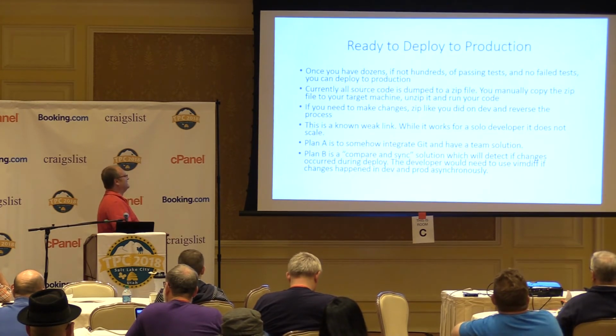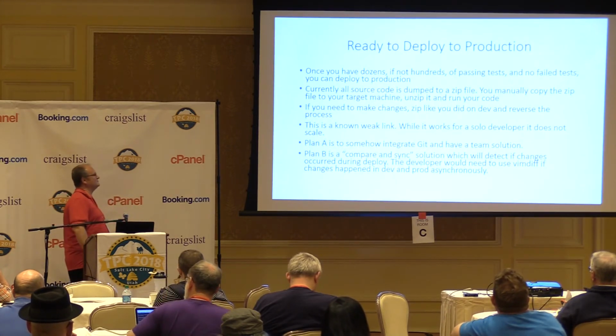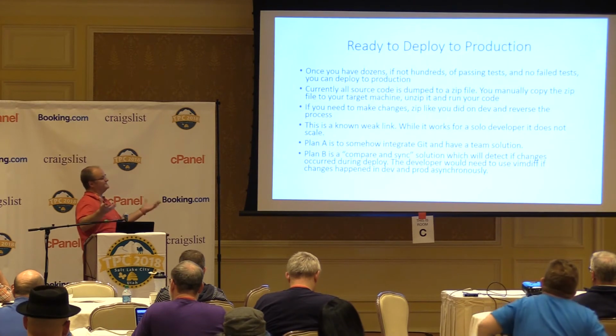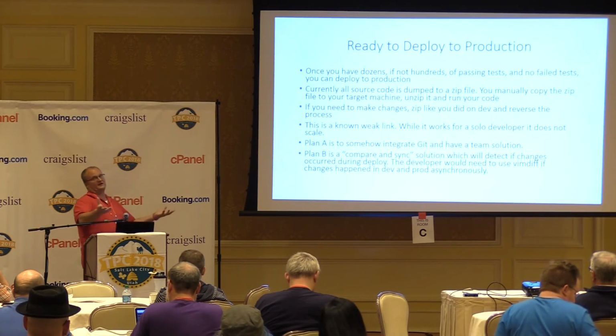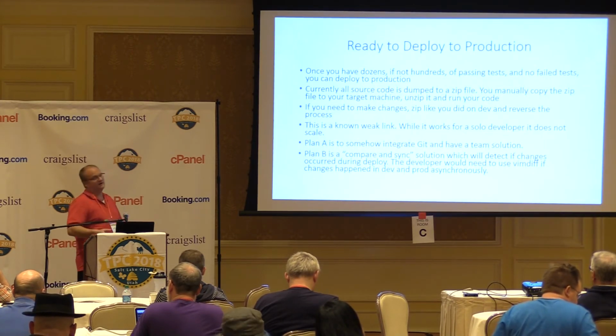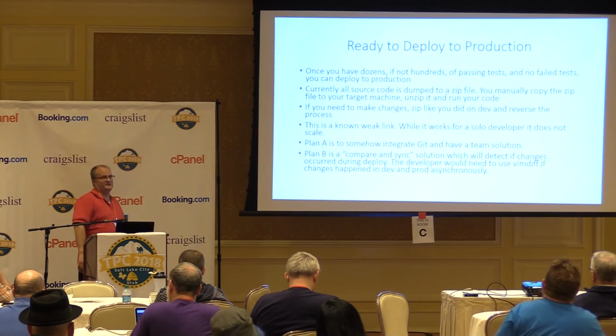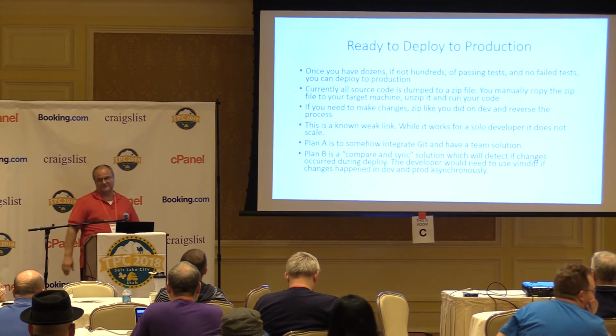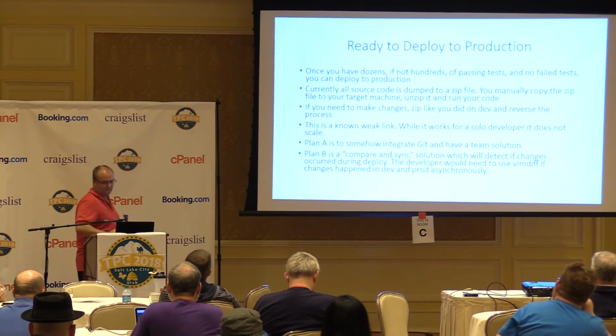So my plan A is to somehow figure out how to get Git to work on that. Not to mention, once I've got Git, then I've got a team solution. This is pretty much designed just for a solo developer. The other option was a compare and sync, which would sense if changes were made on dev and prod at the same time. It would at least tell you, hey, so you're not overwriting a file, and then you'd have to use something like git diff, or gvim diff, I think, is the command. If you need to use diffs, that works like a champ. And then you can go through the code that is on there.